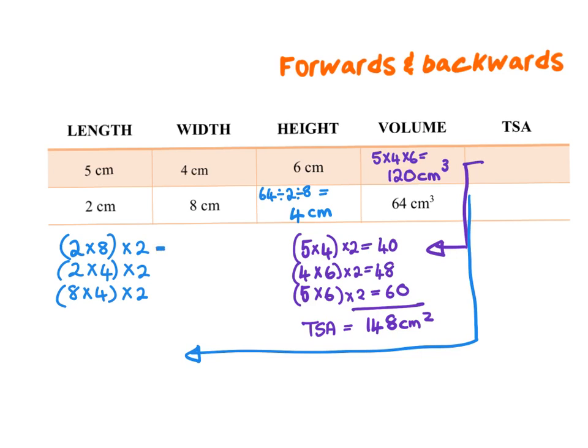So 2 multiplied by 8 is 16, multiplied by 2 will give me 32. 2 times 4 is 8, multiplied by 2 is 16, and 8 times 4 is 32, and that multiplied by 2 is 64. Once again, I'm going to add them all together, and that will give me a total surface area of 144 centimeters squared.